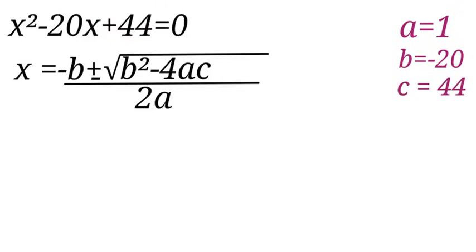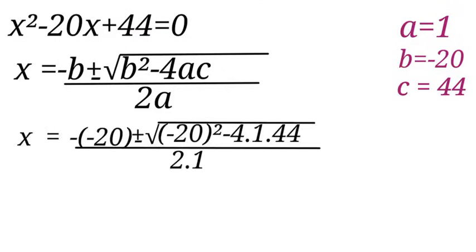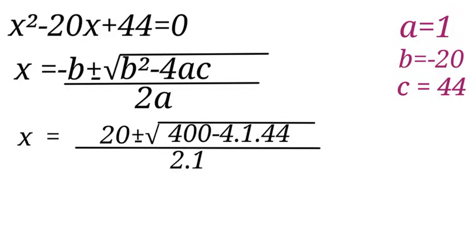Now let us substitute that into the quadratic formula. We will have x equals minus, open bracket, minus 20, close bracket, plus or minus the square root of minus 20 squared minus 4 times 1 times 44, all over 2 times 1. So, here, minus times minus 20 will give us 20. And here, minus 20 times minus 20 is 400. And for 4 times 1 times 44, we have 176. All over 2 times 1 is 2.